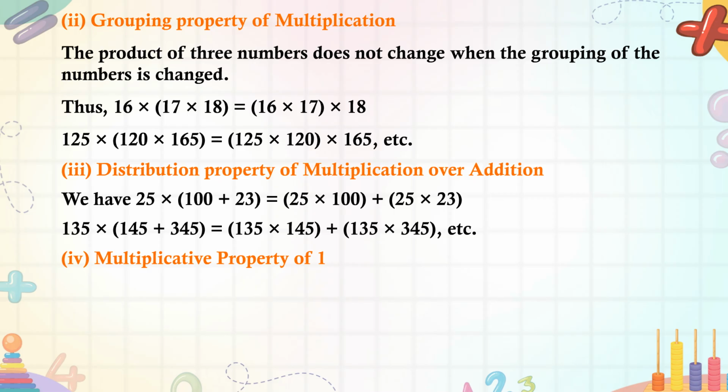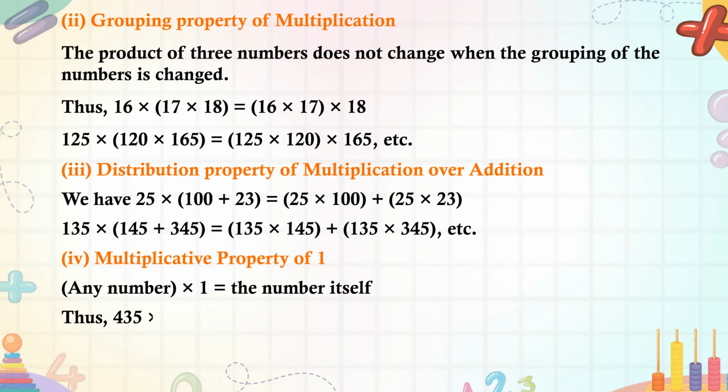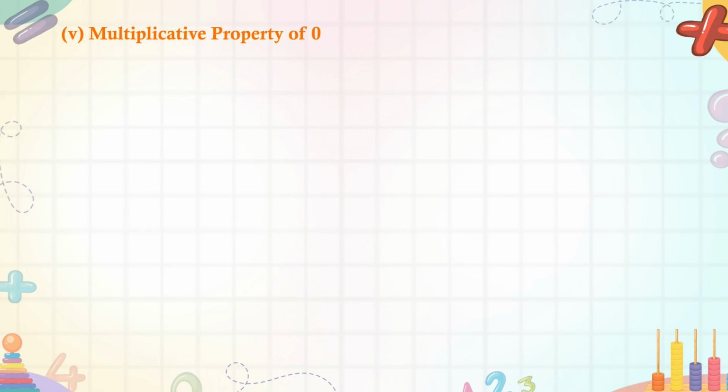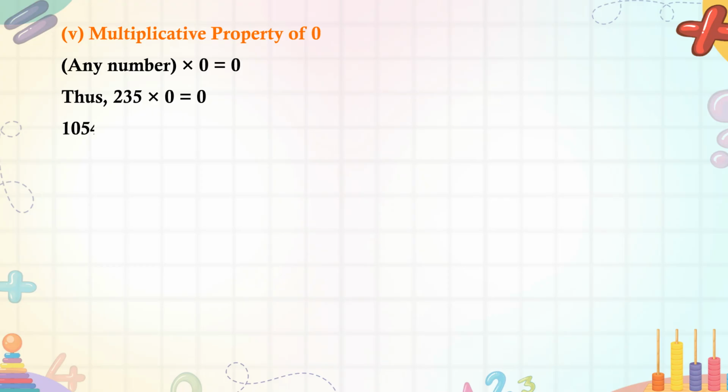4. Multiplicative property of 1. Any number multiply 1 is equal to the number itself. Thus, 435 multiply 1 is equal to 435. 10,540 multiply 1 is equal to 10,540, etc. 5. Multiplicative property of 0. Any number multiply 0 is equal to 0. Thus, 235 multiply 0 is equal to 0. 1054 multiply 0 is equal to 0, etc.